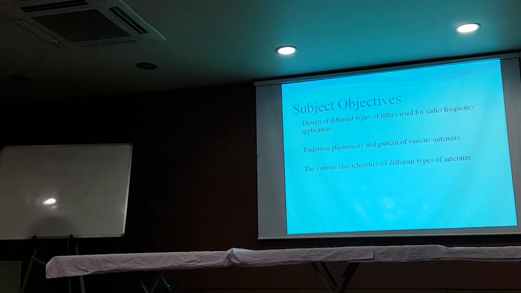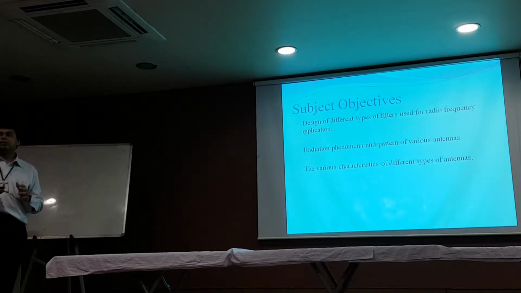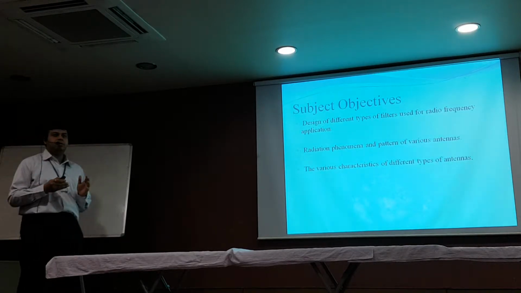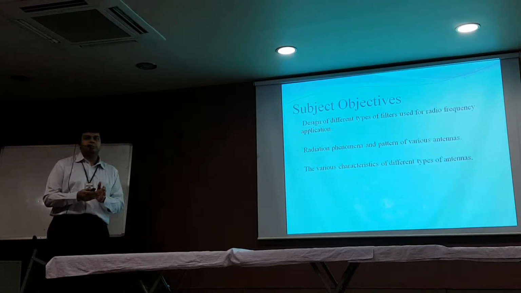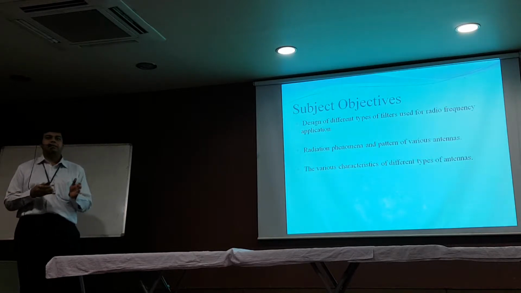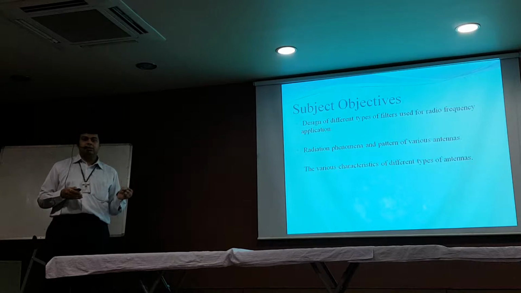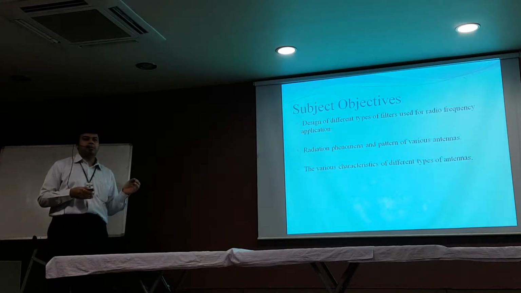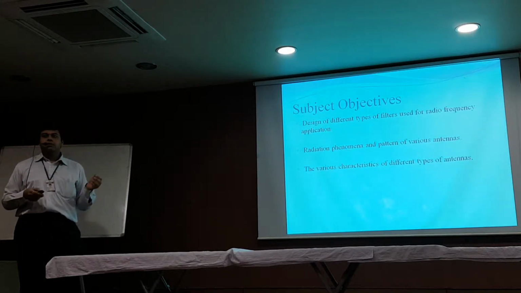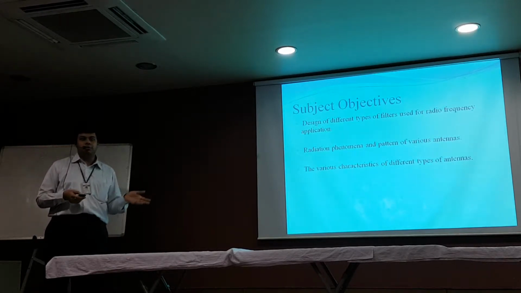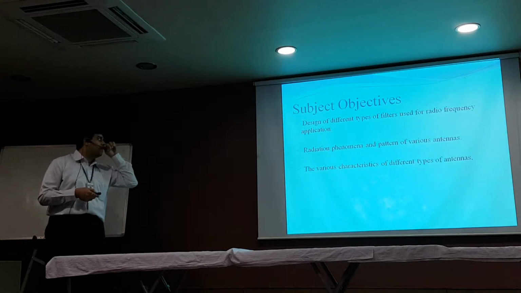The subject objectives. Basically, the subject is a combination of RF, that is radio frequency circuit design, and antennas. Earlier there were 2 different subjects, one was RF-CD and another one was antennas. Both the subjects have been fused together to form RF and antenna. The first 2 modules are of RF, whereas the 3rd, 4th, 5th and 6th modules comprise antennas. However, the first 2 modules are so large that they are as good as 3 to 4 modules.